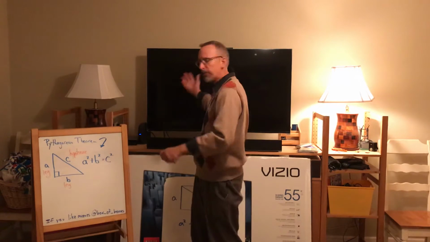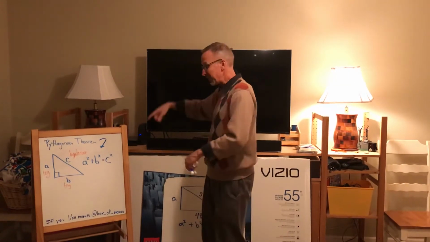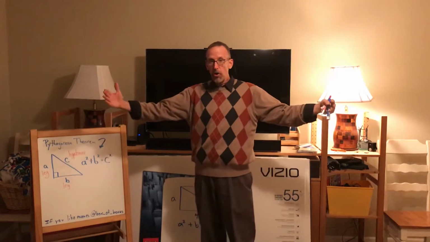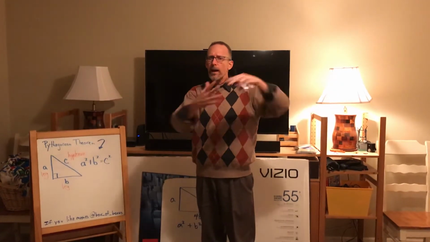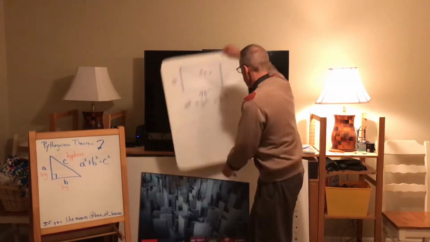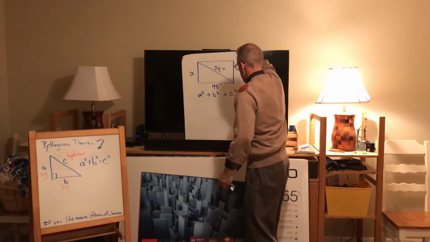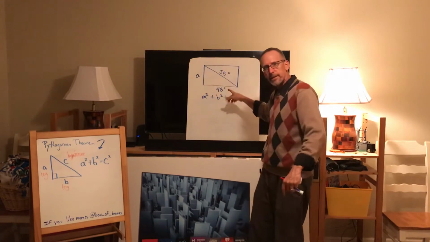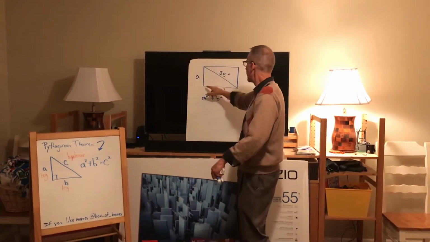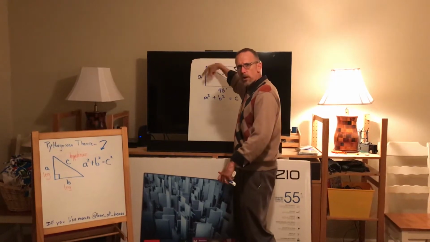Say I know it's a 55-inch TV, that is, the diagonal is 55 inches, and I know it's 48 inches long. Well, then how tall would it be? So what I'm saying is, here's my TV, which I know is a rectangle, and I know it's 55 inches this way, and it's 48 inches this way. Well, then how tall is it?